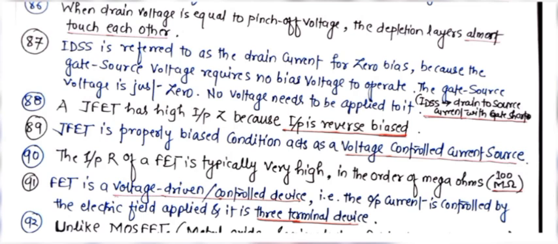A JFET has high input impedance because the input is reverse biased. A JFET in a properly biased condition acts as a voltage controlled current source. The input resistance of a FET is typically very high, in the order of mega ohms, near about 100 mega ohms. FET is a voltage driven and controlled device, that is, output current is controlled by the electric field applied, and it is a three terminal device.